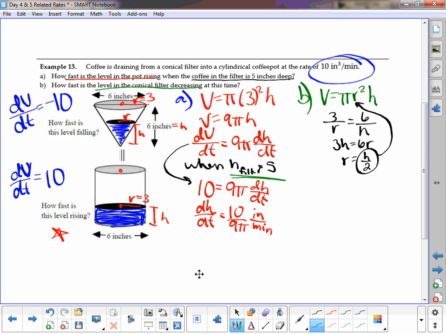Questions on what I just did? This is similar to how we did that cone one a couple of problems ago. So again, my volume equation alone has too much happening, too many variables that I don't know the rates of. So I want to use similar shapes, the coffee inside the filter, set up that proportion so I can substitute it in. So now my volume equation is going to be much easier to work with. Pi r squared, so (h over 2) squared, times pi. Questions so far?